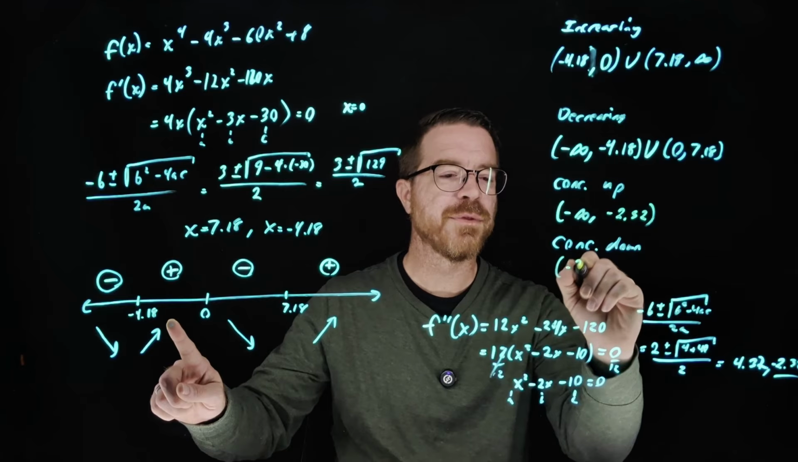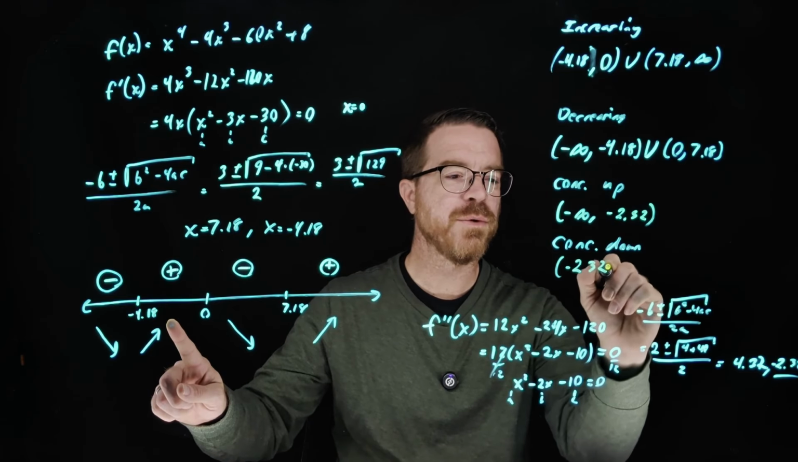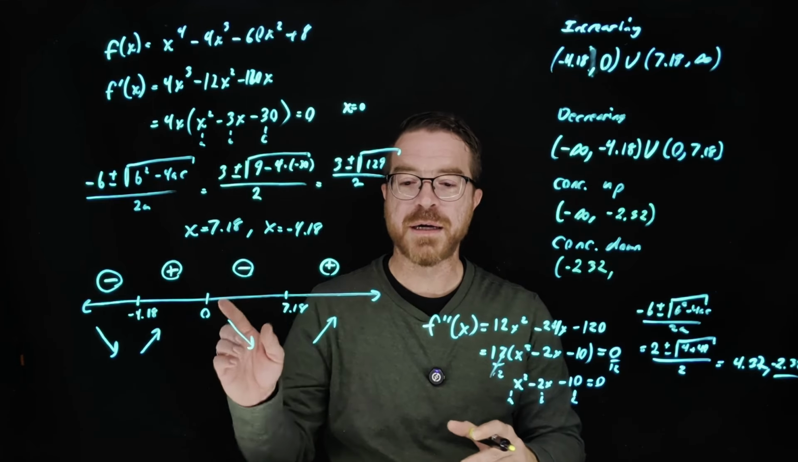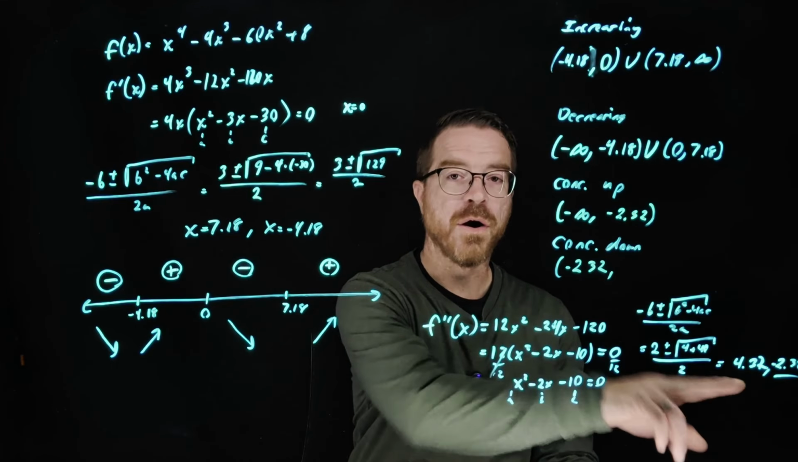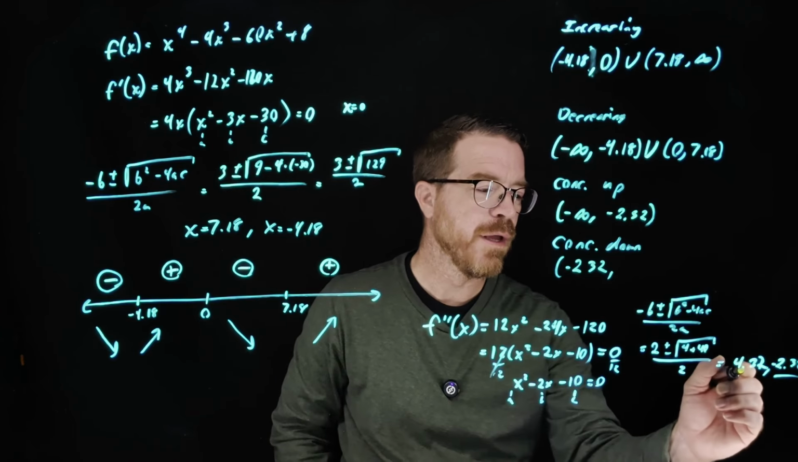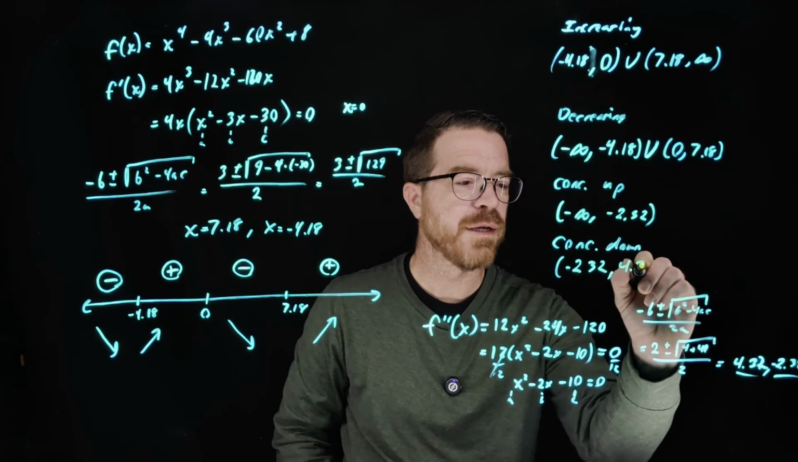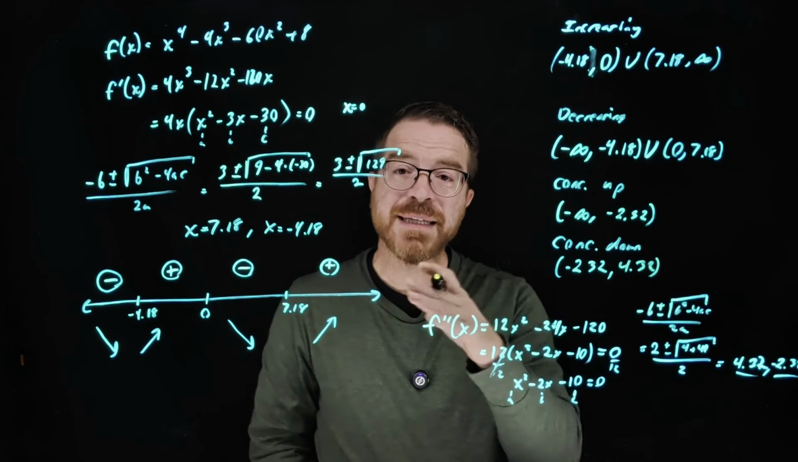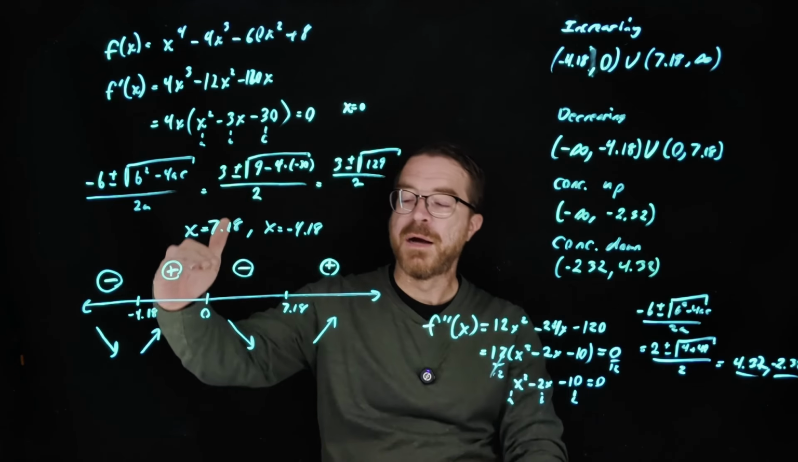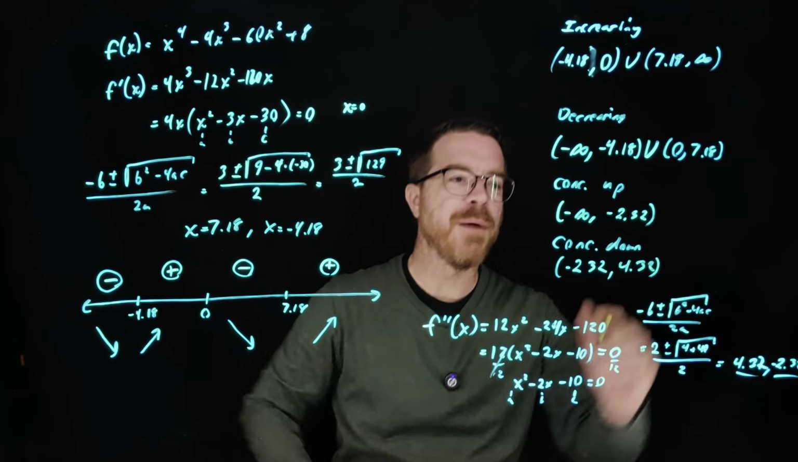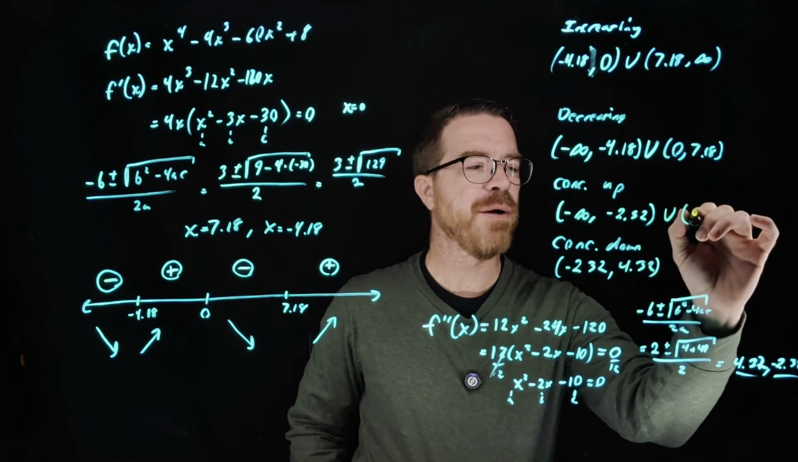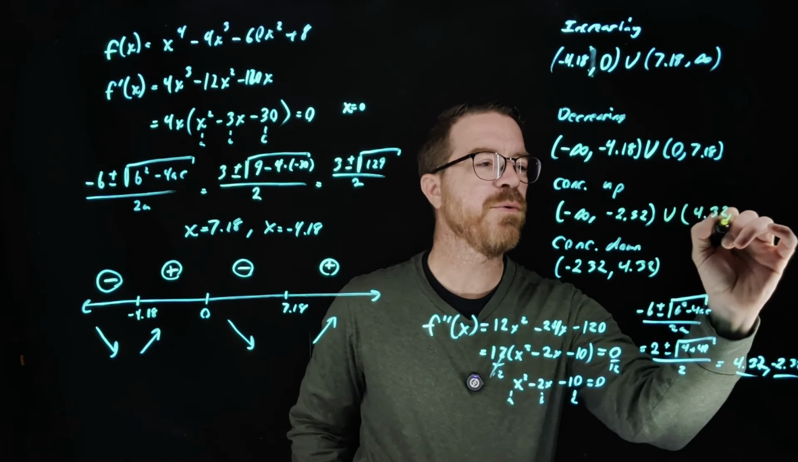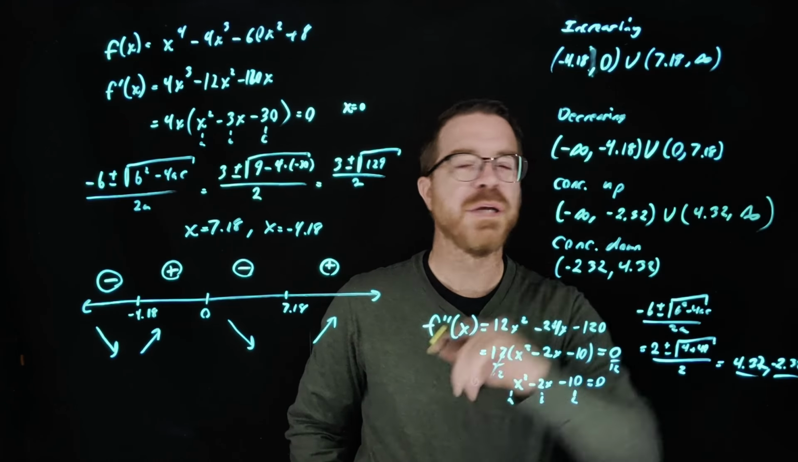Once it gets to negative 2.32, it is now going to be concave down until it gets to our next point where it's equal to 0. So that'd be our 4.32. Once it hits that point, it goes from concave down to concave up. So that means that our concave up will be 4.32 up to infinity.